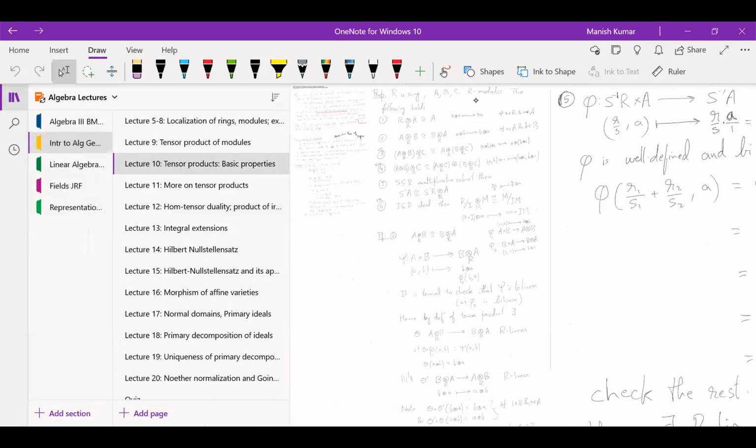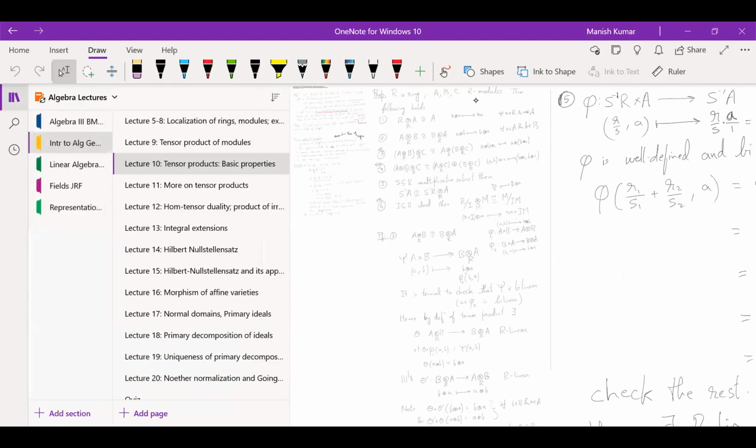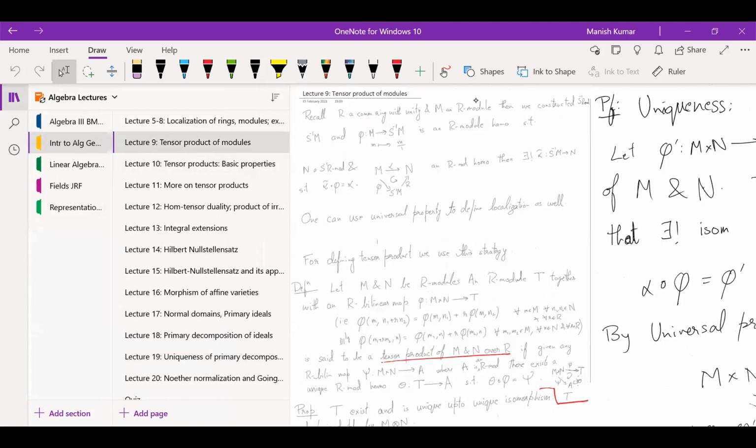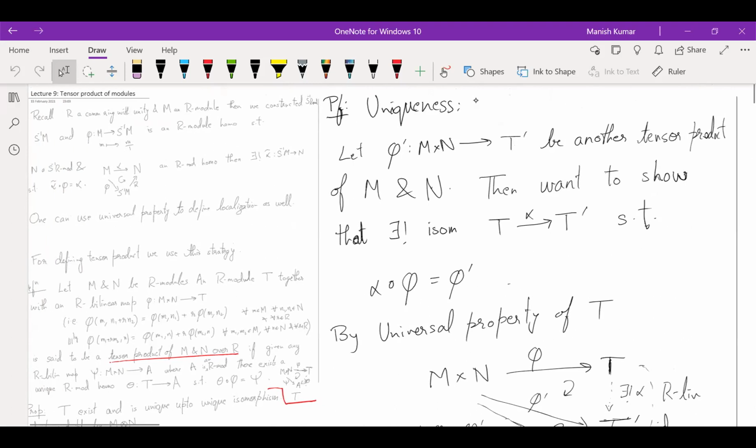Okay, somehow it skipped a few pages. No, sorry. Yeah. So, yeah.